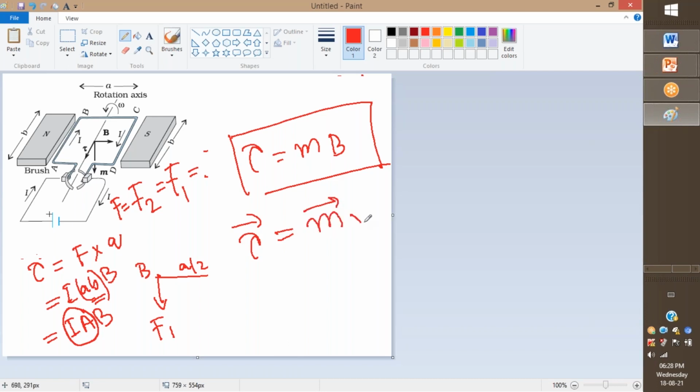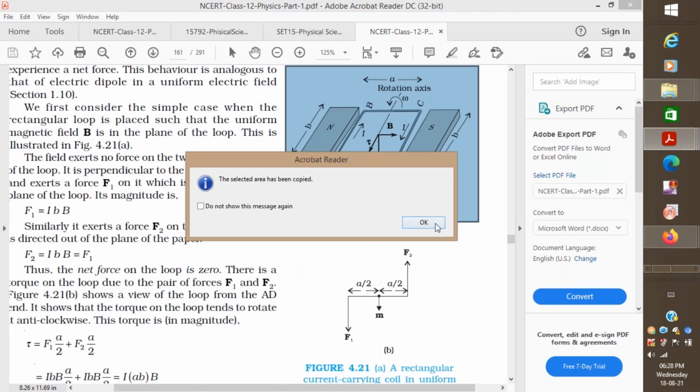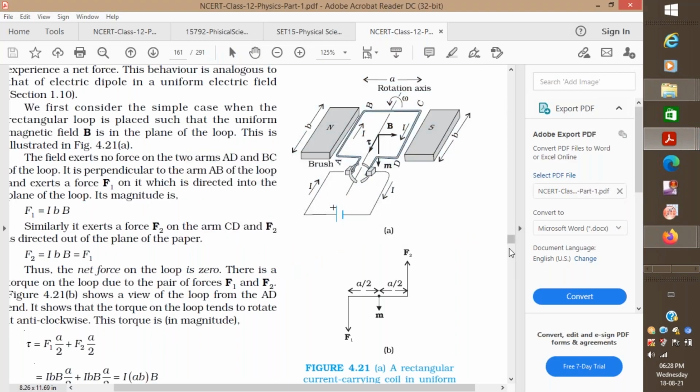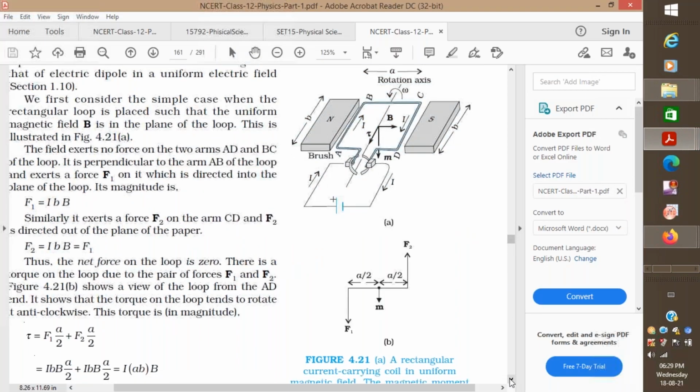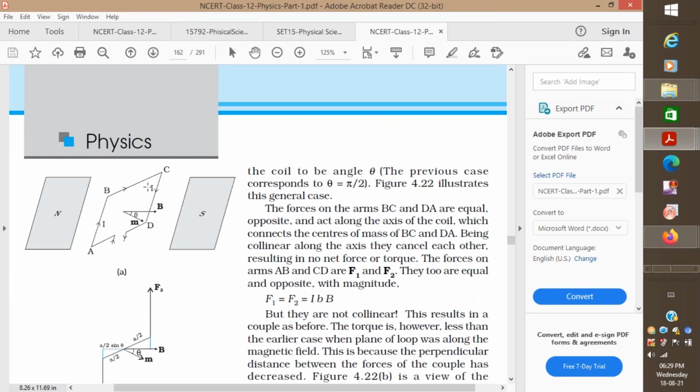M B. Okay, this is the scalar product M into B. So I'll just show you from the next part of this theory. Factorially you can write this as M cross B, but how to show you that is here. Look at the next part of it.